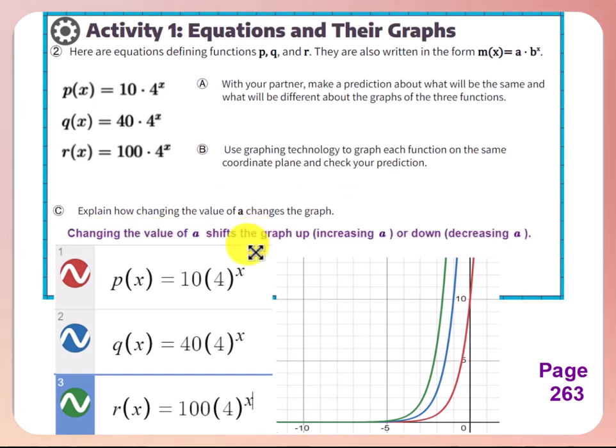All right, write down in words what happens. Changing the value of A, the initial amount, shifts the graph up. So each of these graphs is going to shift up. It's going to change where we start. The first one starts at 10. Second one, the initial amount, the y-intercept is 40. And the third one, the y-intercept is 100. Okay, if we go less, it's going to go down. The higher it goes, it just shifts this up.